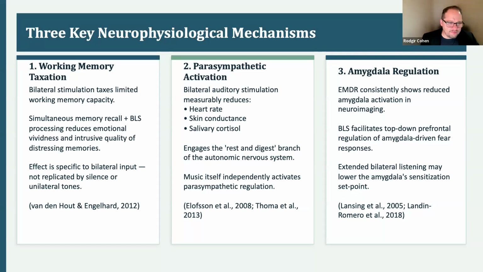Then mechanism three is amygdala regulation. EMDR consistently shows reduced amygdala activation in neuroimaging. Neuroimaging studies show reduced hyperactivation following treatment, and it does appear to dampen the amygdala's fear response, potentially through the orientation response, a reflexive attentional shift that occurs with bilateral sensory input. Over repeated exposures, that reduces the conditioned anxiety reaction associated with specific stimuli. So we're able to rewire the brain, basically, so that things are changing.